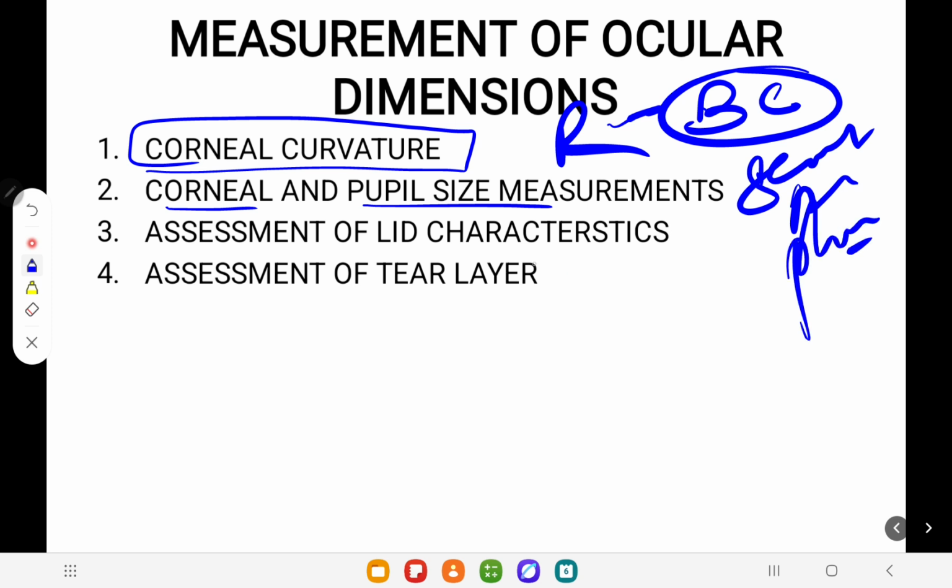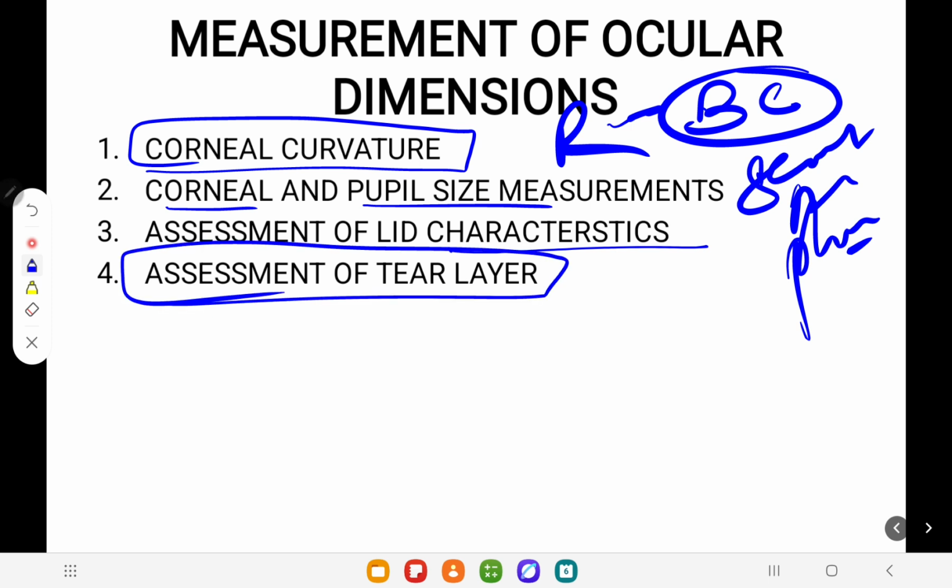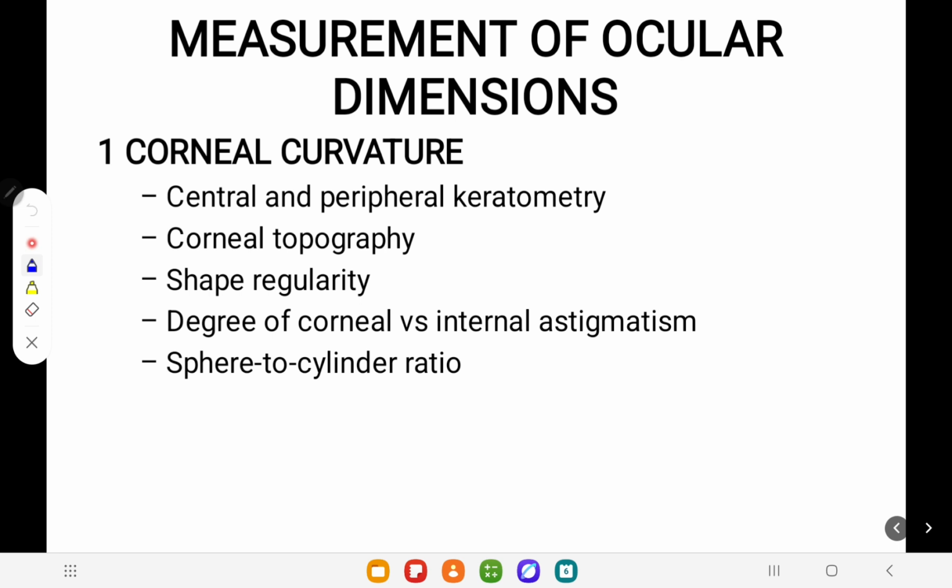So, assessment of the lid and its characteristics. Definitely we want to know whether the lid is tight or loose, what the lid position is, especially lower lid position and upper lid position. Definitely, whether the lower lid position is exactly at the lower limbus or not. And the elephant in the room is assessment of the tear layer. Yes, it's very important.